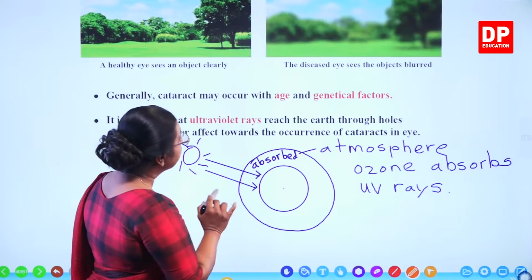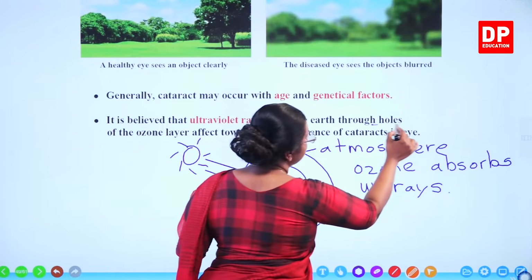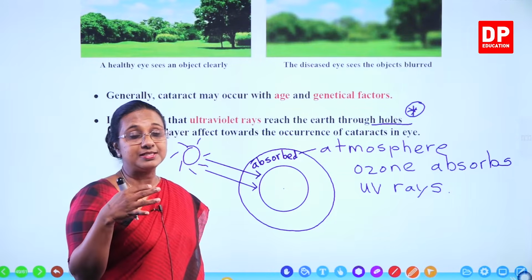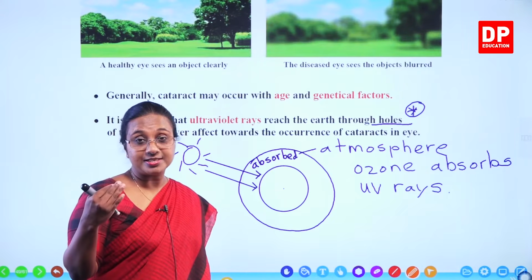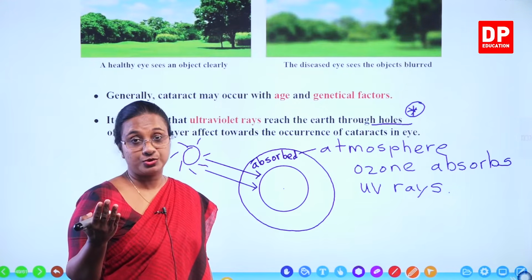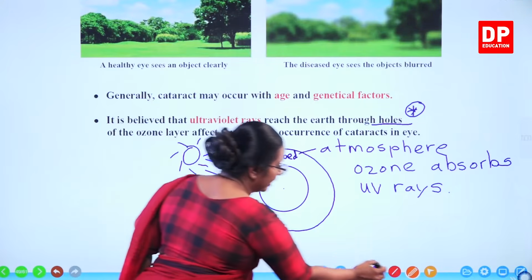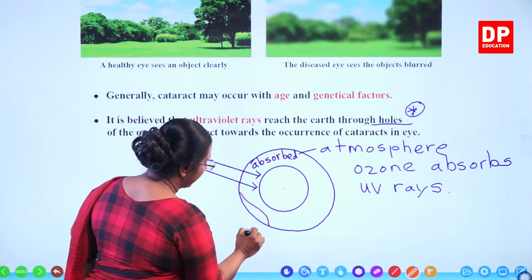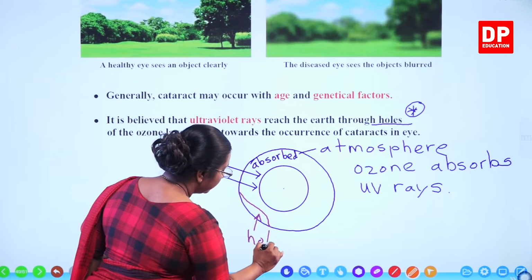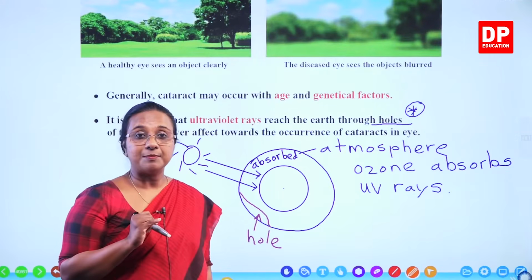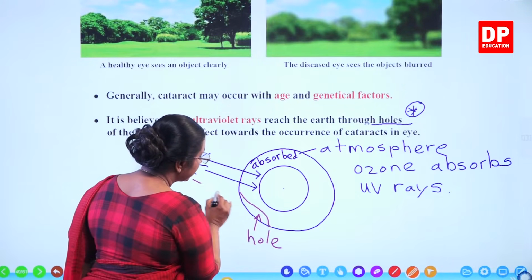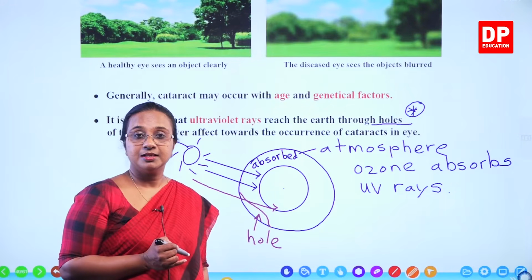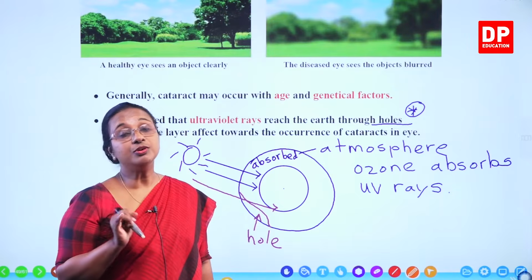But if there is a hole, now here you can see if there is a hole. Hole means not a real hole, but what happens is the amount of ozone decreases, that is known as depletion of ozone layer. Because of that, let's say we take this region where there is less amount of ozone. This is a hole. So then what happens is the UV radiation that is coming from the sun directly reaches the earth. So that can lead to cataract.